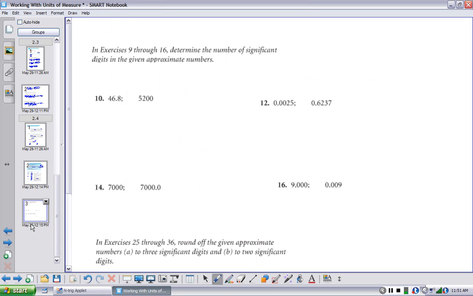All right, let's look at some problems. In exercises 9 through 16, it says determine the number of significant digits. So, number 10, this has 3 because they're all non-zero. This one has 2, the 5 and the 2. The zeros are placeholders, and whenever you use them as placeholders, they are not significant. Number 12, we have 2 here. These zeros are used as placeholders. Here we have 4. That 0 is a placeholder, so you don't count it.